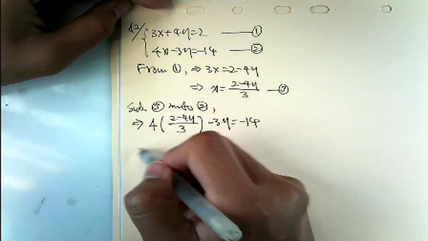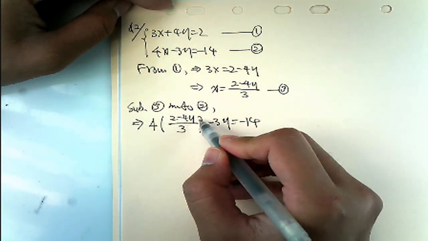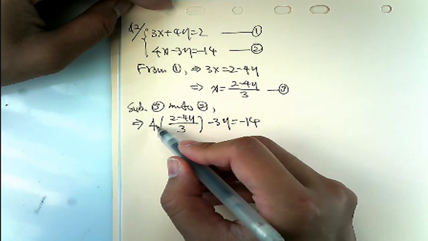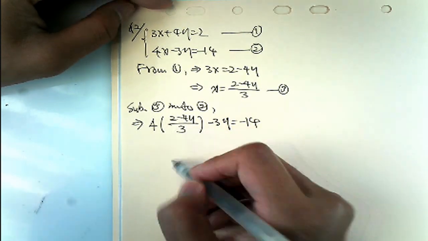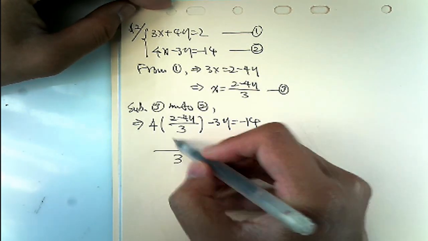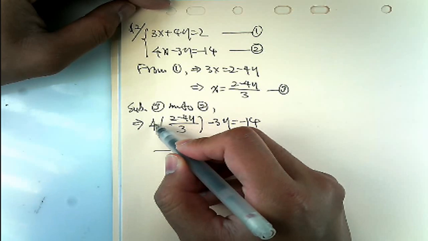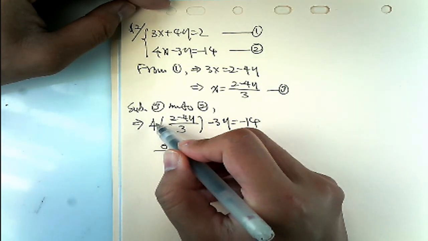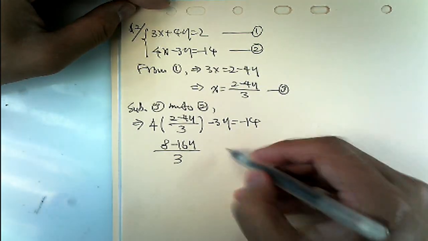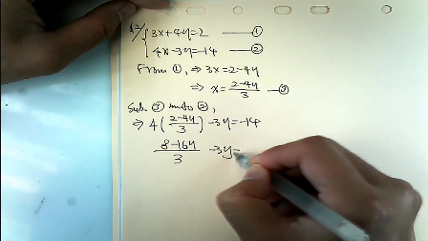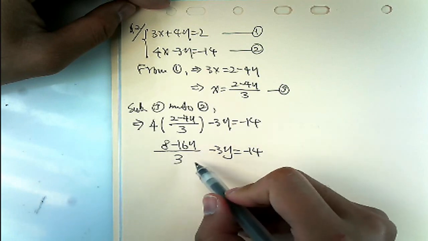So next, how to do? You multiply this 4 into the bracket. You only multiply this 4 onto the numerator, not the denominator. So we keep the 3 below, and inside you have 4 times 2 equal to 8, and then 4 times 4 equal to 16. Understand? You must do this step. It's okay.